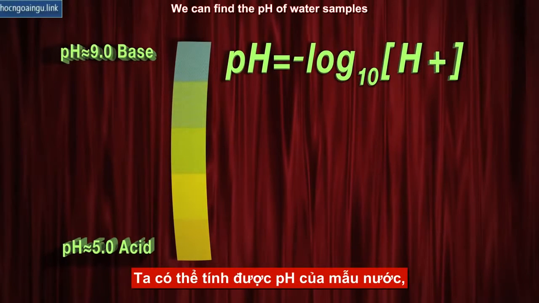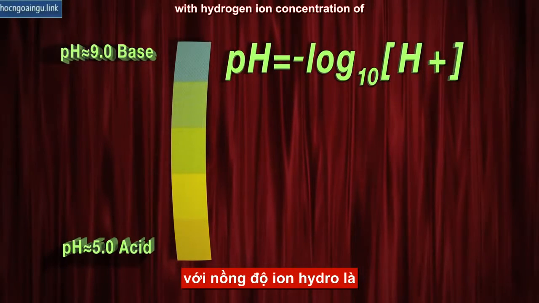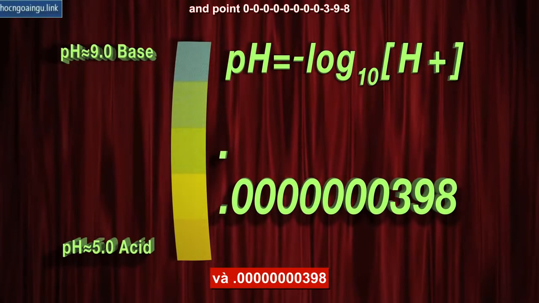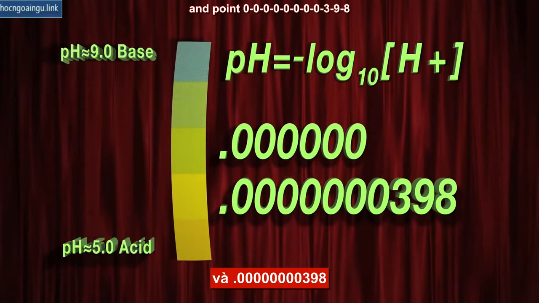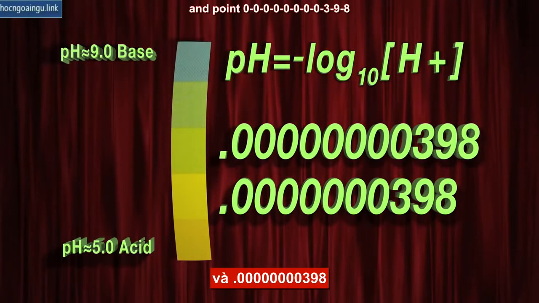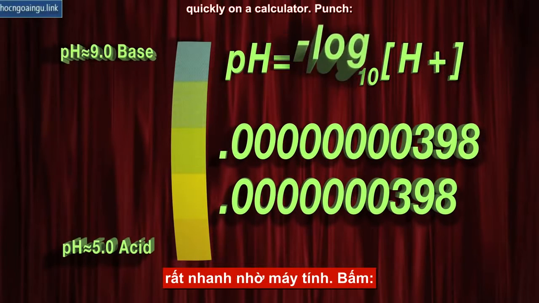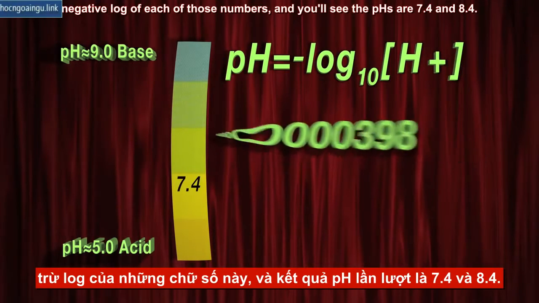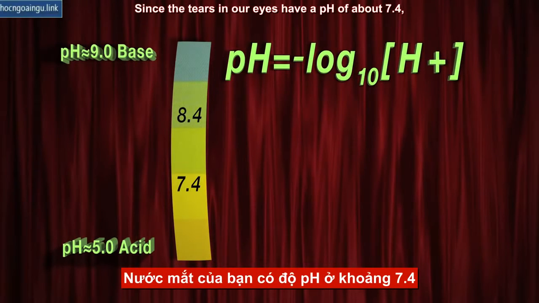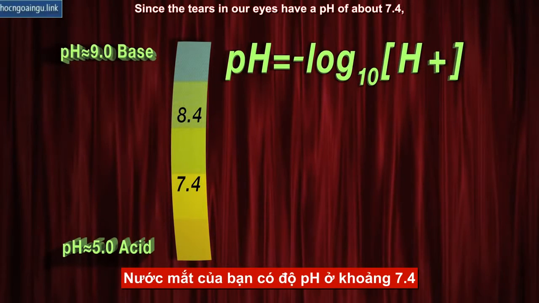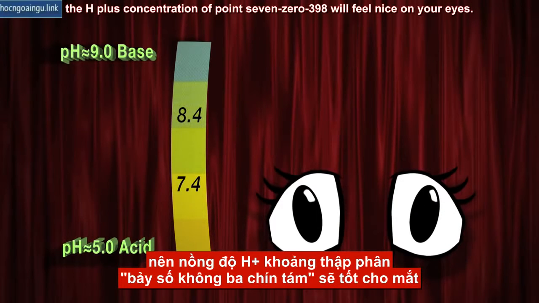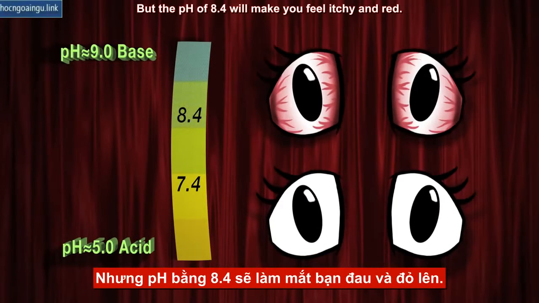We can find the pH of water samples with hydrogen ion concentrations of 0.00000000398 and 0.00000000398 quickly on a calculator. Punch negative log of each of those numbers, and you'll see the pHs are 7.4 and 8.4. Since the tears in our eyes have a pH of about 7.4, the H+ concentration of 0.00000000398 will feel nice on your eyes, but the pH of 8.4 will make you feel itchy and red.